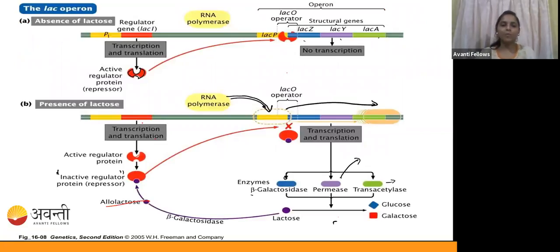So guys, the operon was first studied in the prokaryotes, in the E. coli bacteria, okay. E. coli bacteria. So we know that it is rod shaped and Gram negative, right? So now let us come to how the lac operon concept works, okay.